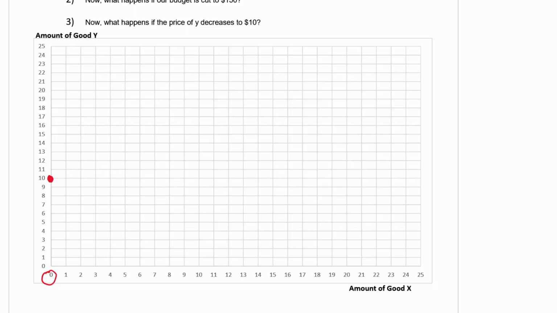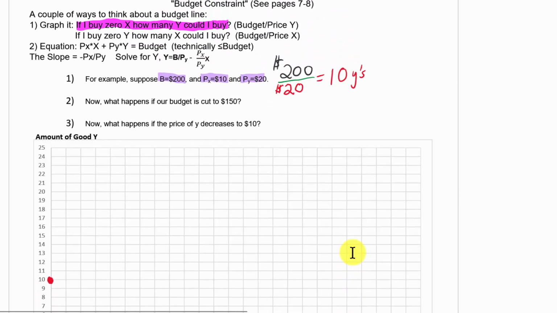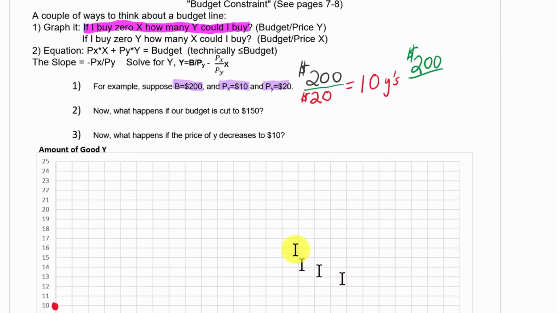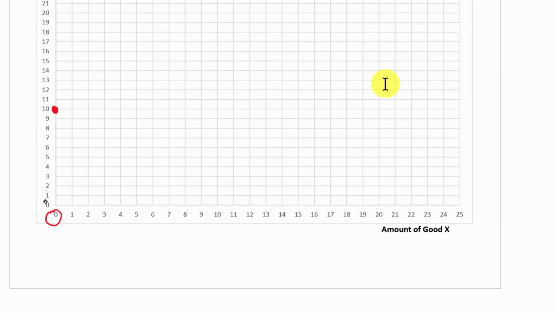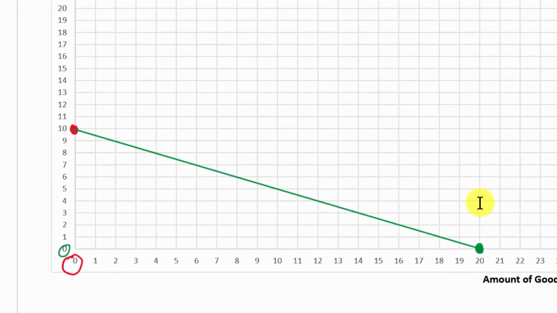So that's that point. Now we need to find the other point, which is just asking the question, how many X's could we afford if we bought 0 Y's? So we do a similar kind of calculation. We take our $200 that we have in our budget and we divide it by the price of each X, and each X is $10, and that tells us that we could afford 20 X's if we spent all of our $200 on the X's. All right, so let's put that point down here. 0 Y's, we could buy 20 X's, and now we want to connect those points with a straight line. And here's our first budget line.